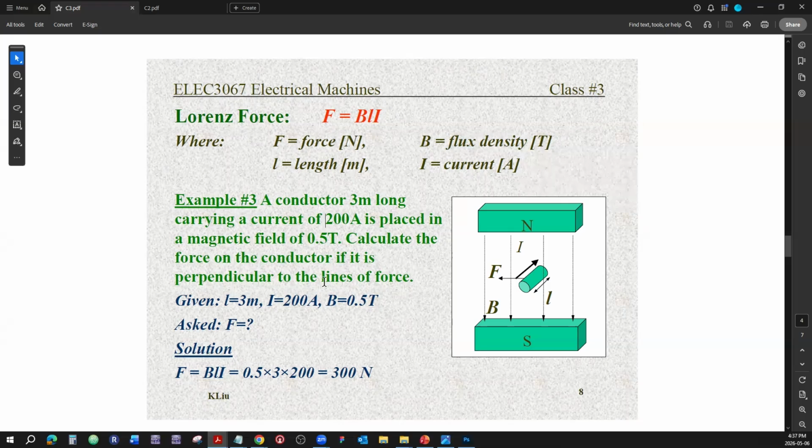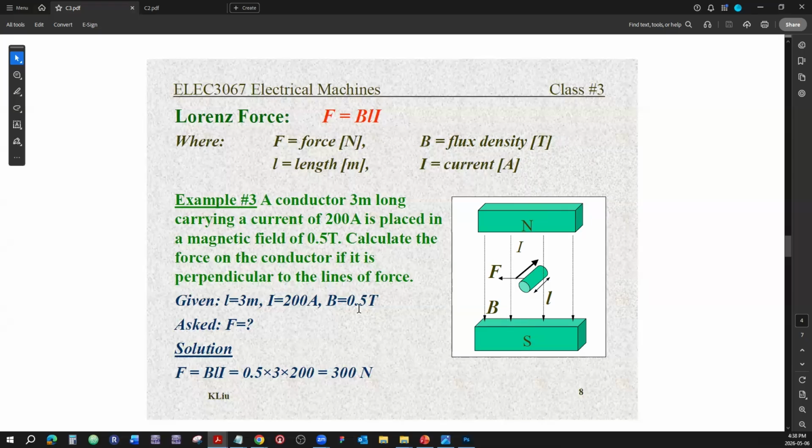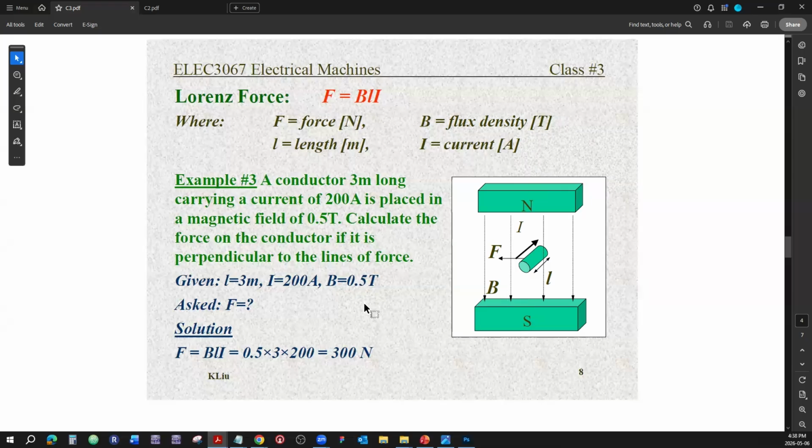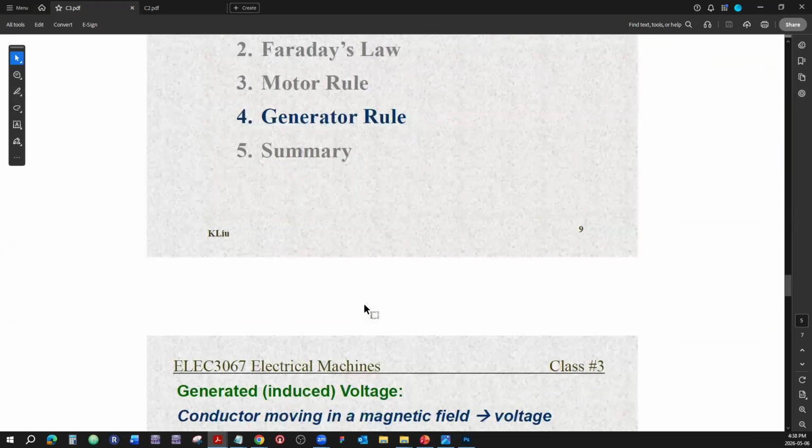If the force is perpendicular to the current flow, we have an ideal situation here. So we are given the length is 3 meters, the current is 200 amps, the field is half a Tesla. Apply this formula, and the force with which this thing is going to be pushed is 300 newtons. That's about 30 kilograms or 60 pounds. So here's the example.